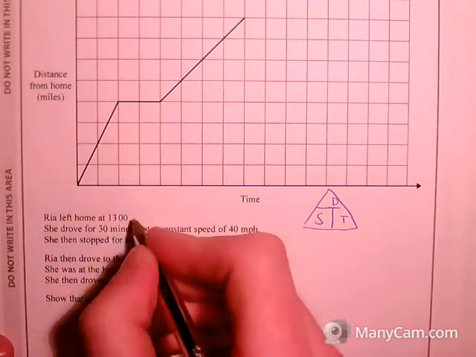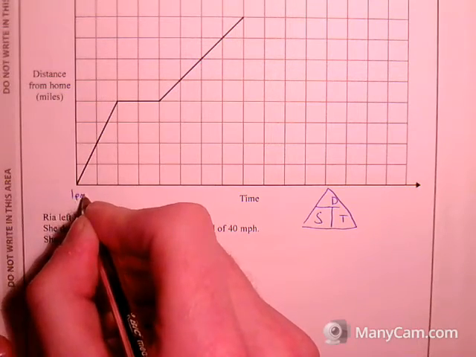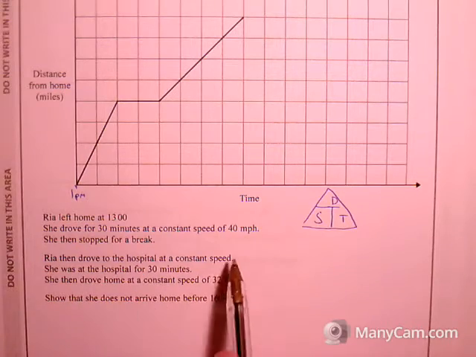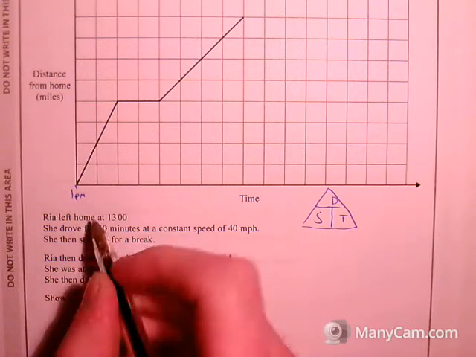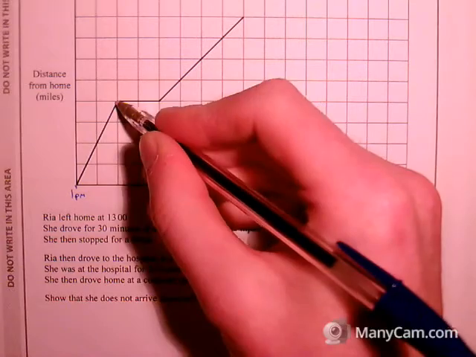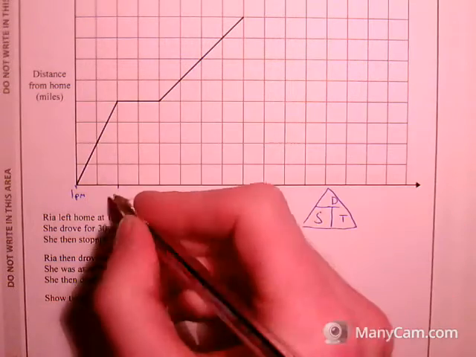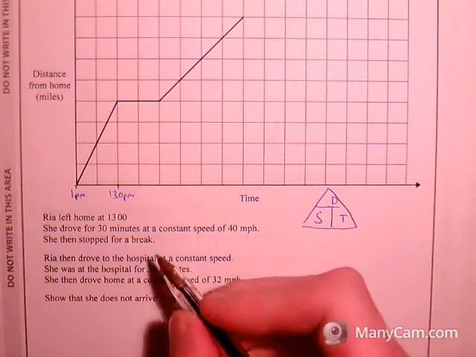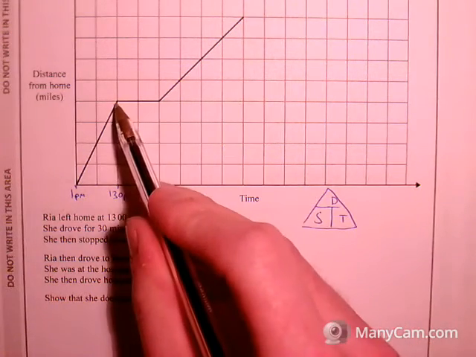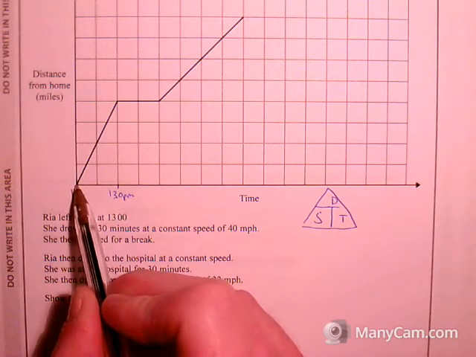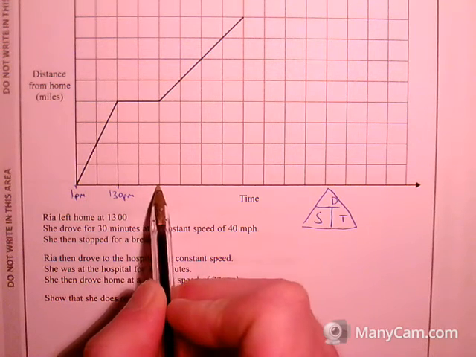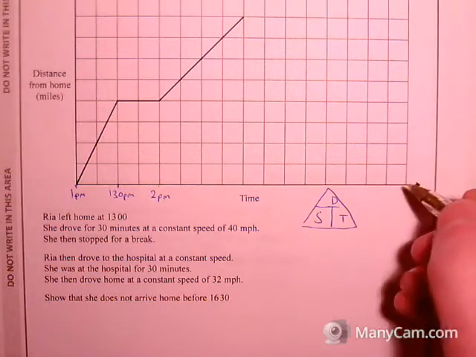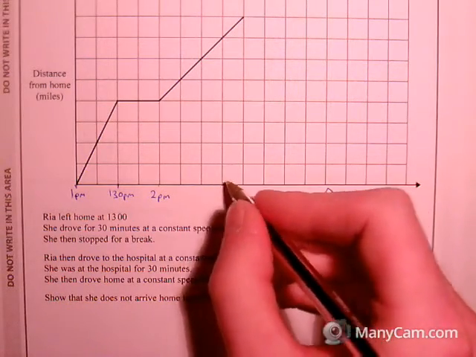So she left home at 1 p.m. So I could write here that this is going to be 1 p.m. And then we're told that she drove for 30 minutes at a constant speed of 40 miles an hour. So we know going from here to here took her 30 minutes. So this next part on our graph is going to be 1:30 p.m. She then stopped for a break. We can tell how long that break is going to be because our scale's got to be even. So it's 2 again, so it's another half an hour that she had a break for. So it's 2 p.m.